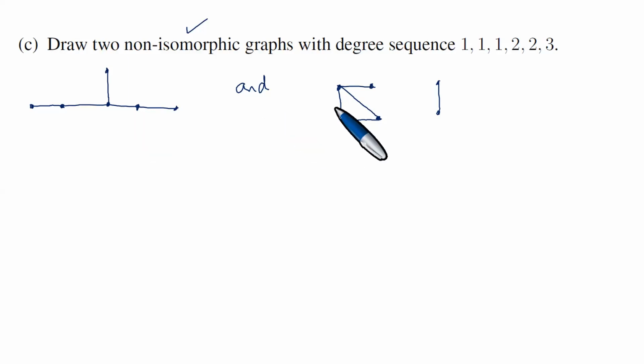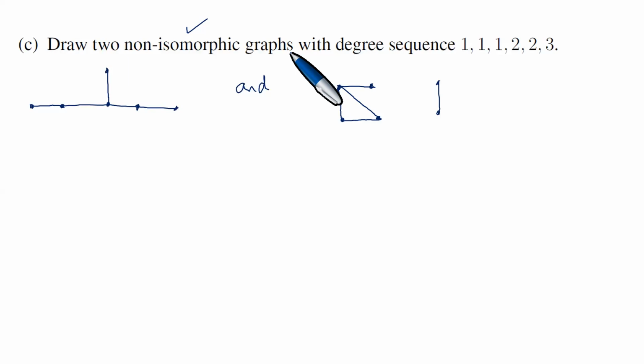But here, there's a vertex of degree two. It's having a neighbor of degree three, okay. But is it having a neighbor of degree one? This vertex of degree two is not adjacent to a vertex of degree one. Because adjacency means there must be an edge that links them. So with these observations, these two graphs qualify to be non-isomorphic graphs.